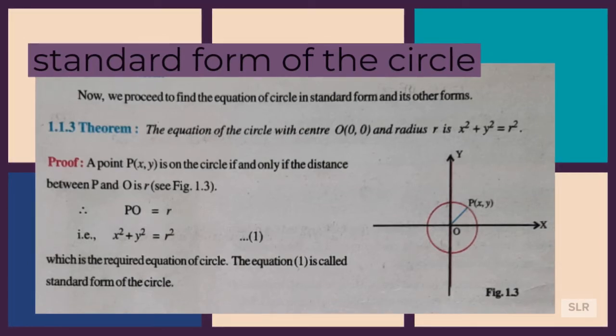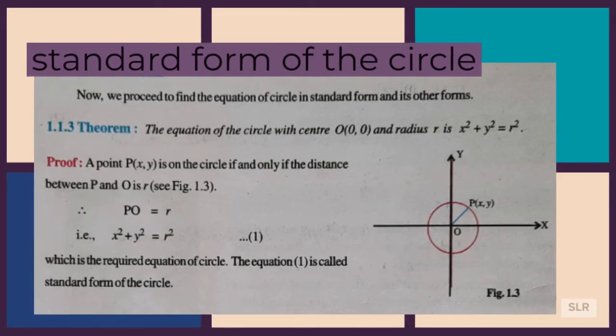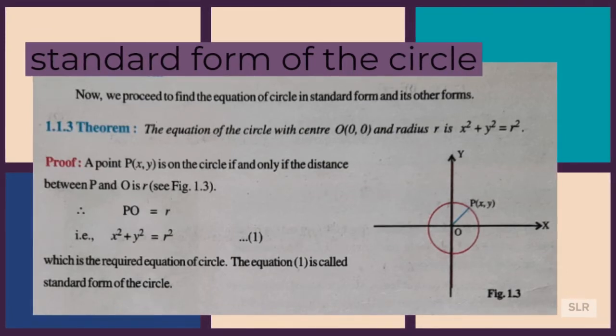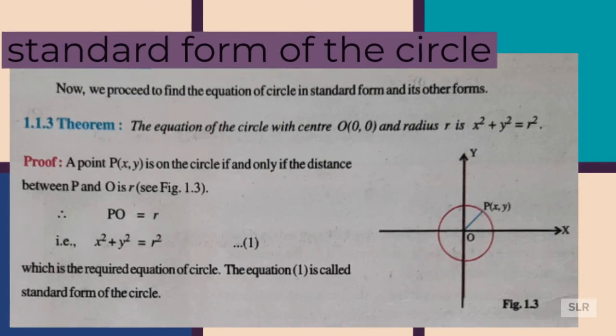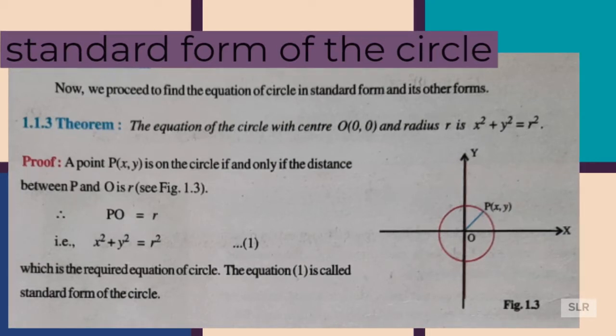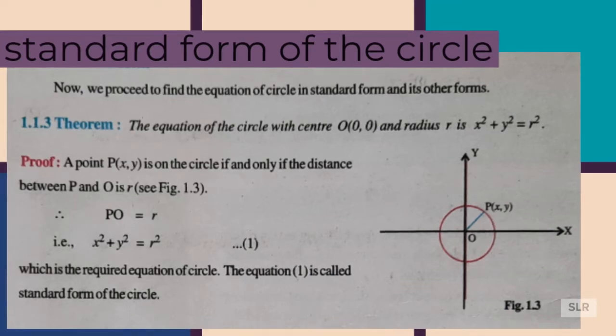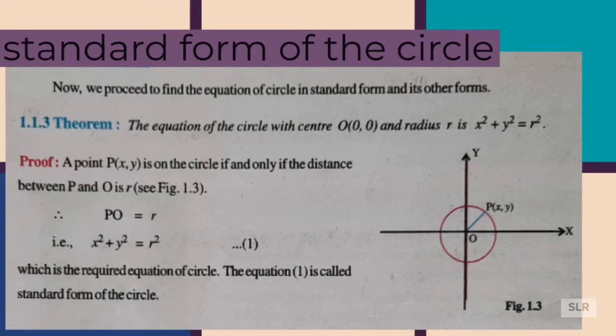Proof. See the figure. The circle has center at O (0, 0), and a point P(x, y) lies on the circle. A point P(x, y) is on the circle if and only if the distance OP is equal to r. From the distance formula, OP is equal to r, where O is the origin (0, 0) and P is (x, y). Therefore, the distance OP gives x square plus y square is equal to r square, which is the required equation of the circle. This equation of the circle is called the standard form of the circle. That is, x square plus y square is equal to r square.